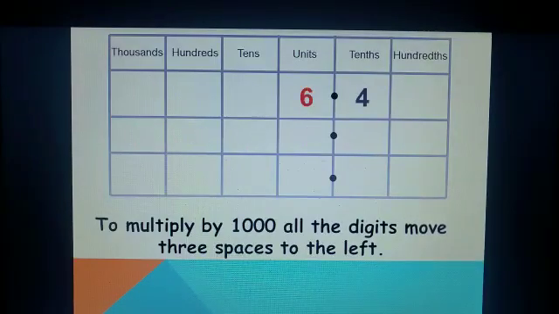Let's try another one. 6.4 multiplied by 1000. Again, I move my digits 3 spaces to the left. My 6 units will move into my 1000 column, my 4 tenths into the hundreds, and I add my placeholders. The answer is 6,400.